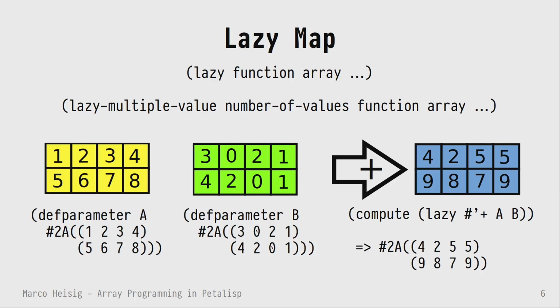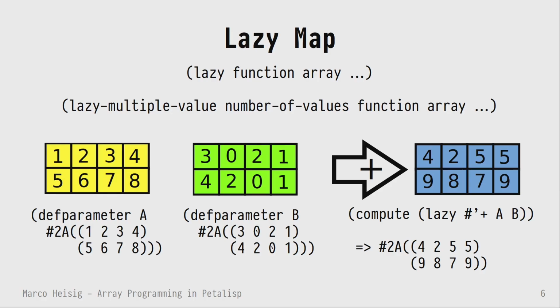And the first and most important one, and probably known to most functional programmers, is lazy map. The syntax for this is a function called lazy, whose first argument is a function, a Common Lisp function, and then any number of arrays that should match the number of arguments of said function. So below, you see an actual Petalisp example.